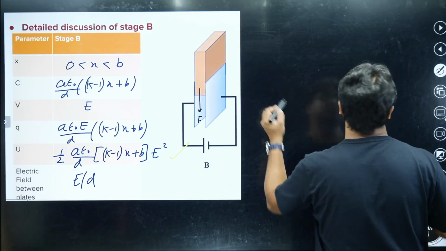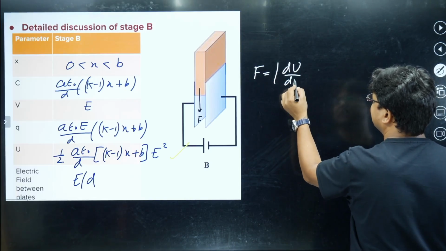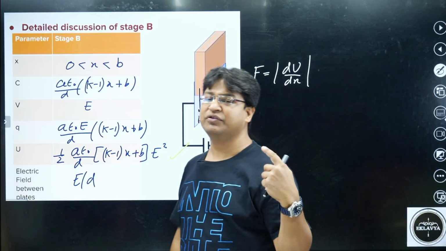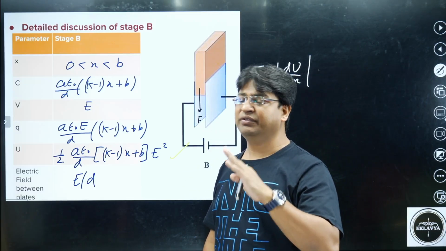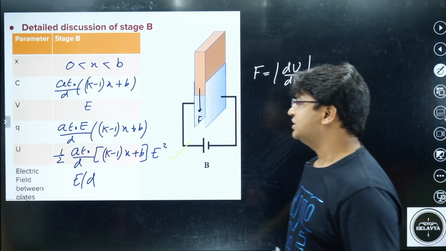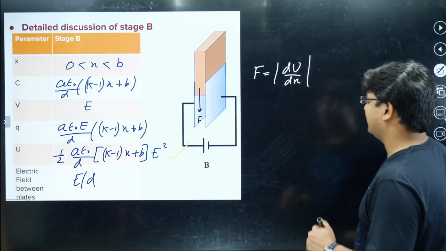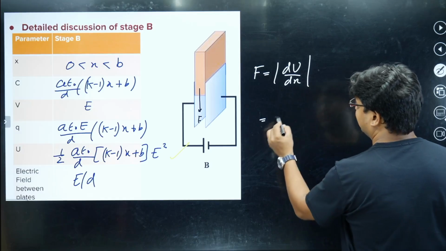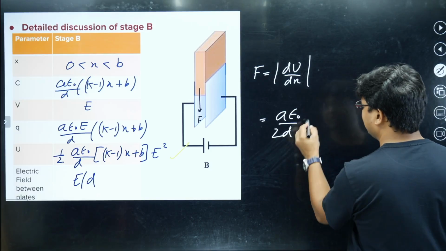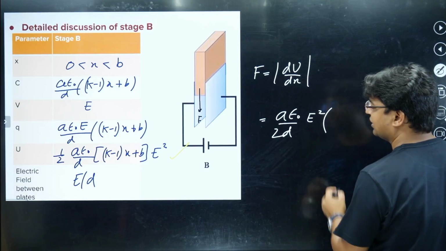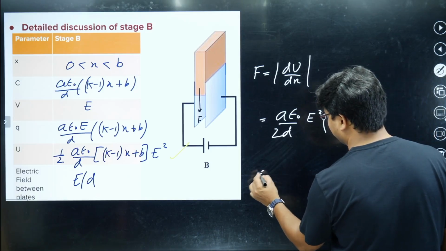What I will do, I will use this. That force can be written as mod of dU by dx. Guys, this is not the best of explanation that I'm giving you right now, but it is in your interest to not go into the best of, because we will digress from what I want to tell you. I just want to get to the expression of the force. This is a good enough explanation for now. Okay, so it will become a epsilon naught by 2d, and then E square, and then K minus 1. You check this, everyone. The most important part is that it is coming to be a constant.